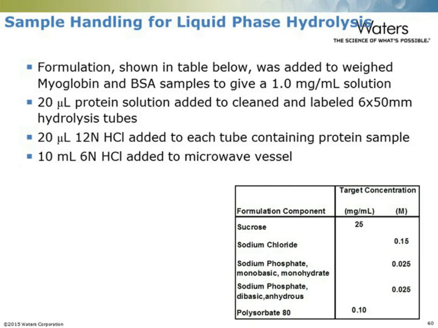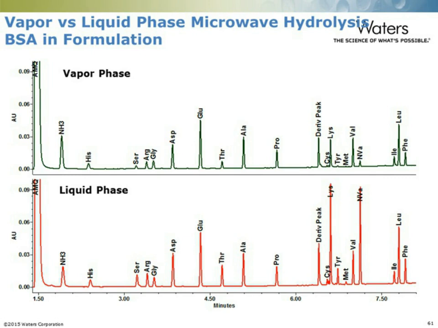For the microwave, we used the smaller amounts of material. When we compare the liquid and vapor phase hydrolysis on the formulation, it's immediately obvious just from casual inspection that the liquid phase hydrolysis gives a higher yield of amino acids, and you can see that there is also some change in the proportions reflecting a more complete hydrolysis using the liquid phase.